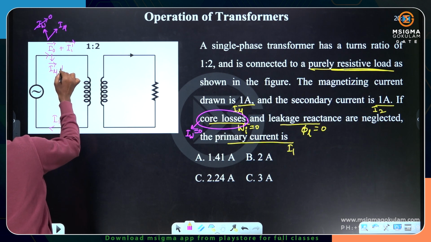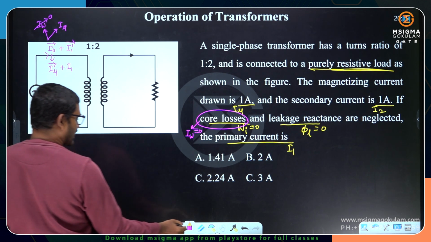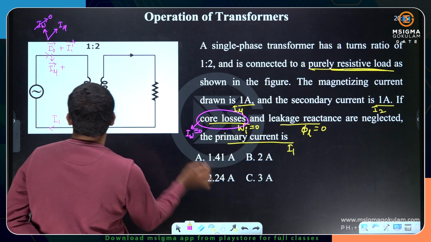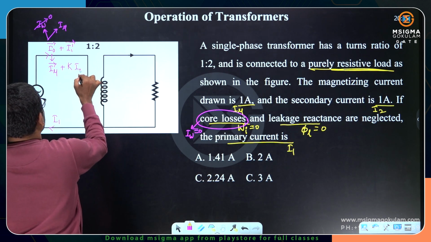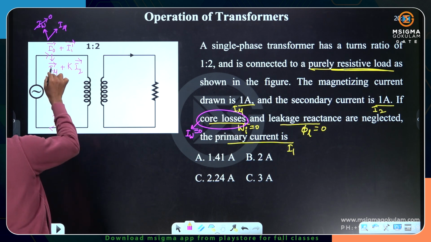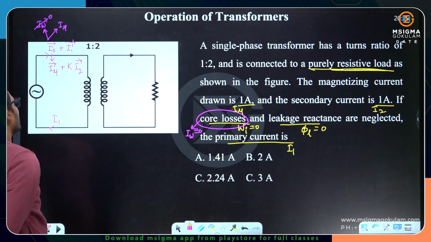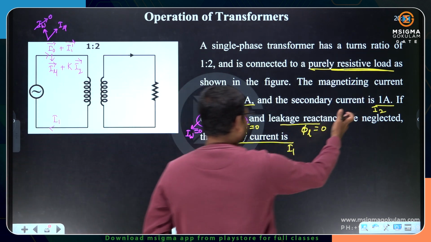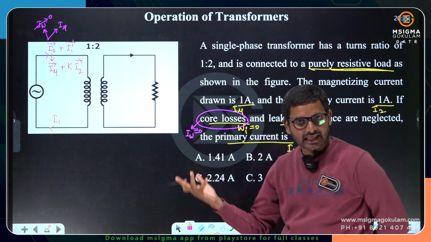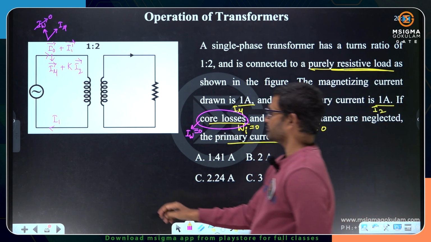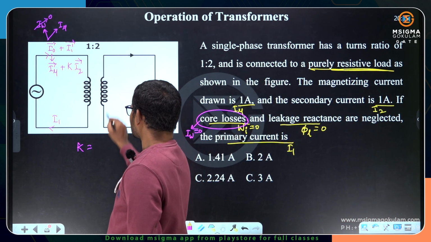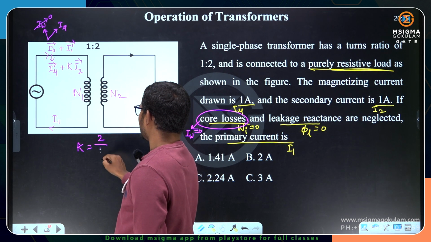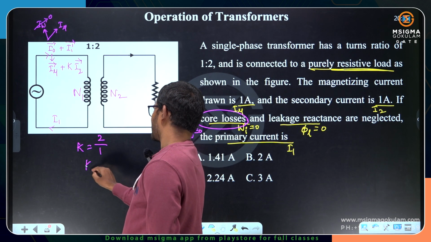component of current. Now in place of I1 dash, I can take K times I2. So the primary current is equal to the phasor sum of the magnetizing component of current and the transformation ratio times the load current. Load current we know, I2. If you can calculate K, you can calculate K times I2. What is K? K is N2 divided by N1. N2 is 2, N1 is 1. So K, I am getting it as 2.